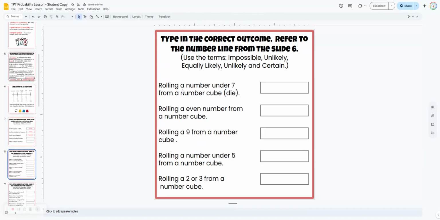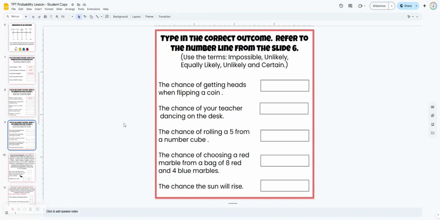The next slide has some actual events here. So rolling a number under 7 from a number cube. Well, all the numbers on a number cube are under 7, so it would be certain. Rolling an even number, well, half the numbers are even, half are odd, so that would be equally likely, and so on. And then on slide 9, what are the chances of getting heads when you're flipping a coin? Well, that would be equally likely. Here's one just for their amusement. The chance of your teacher dancing on the desk, well, you might get some different answers there, and so on.